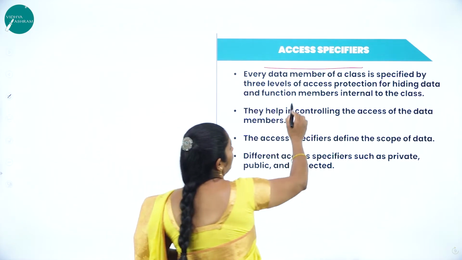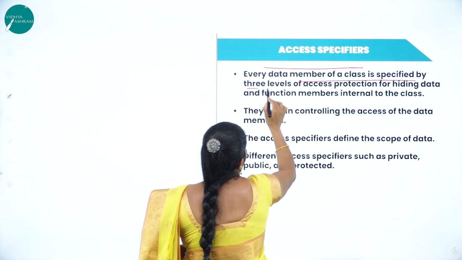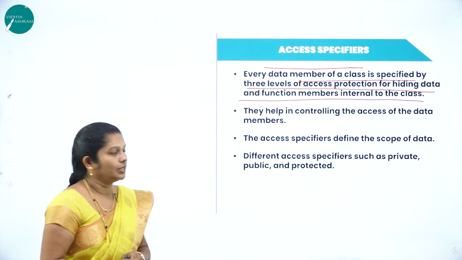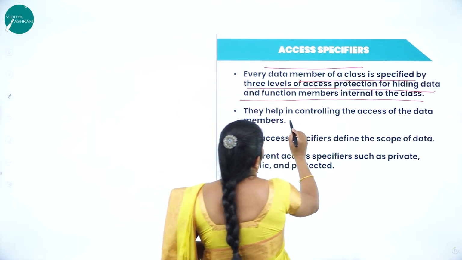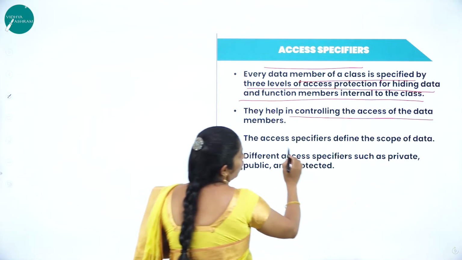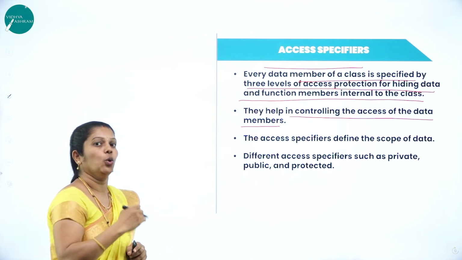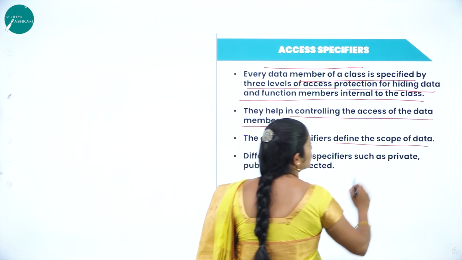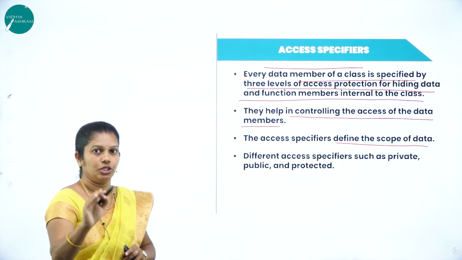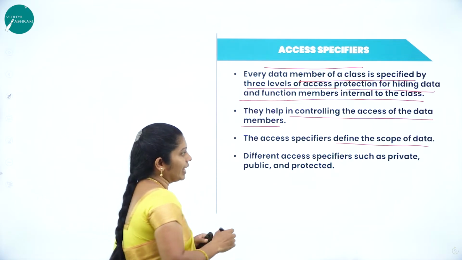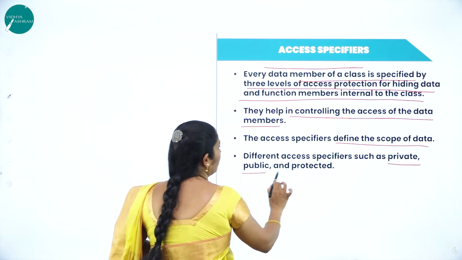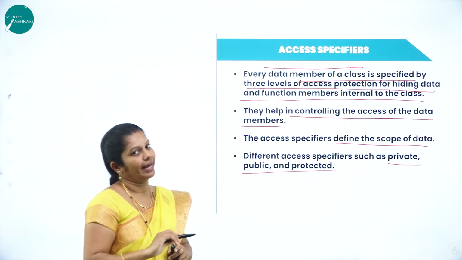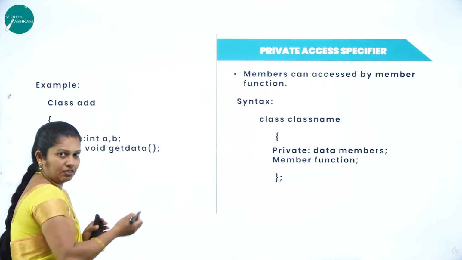Every data member of a class is specified by 3 levels of access specifier, for hiding data and functions internal to the class. They help in controlling the access of data members. It will control who can access and who is not supposed to access. The access specifier defines the scope of the data. There are different access specifiers such as private, public as well as protected. There are three access specifiers: private, public, and then one more is protected. One by one we'll explain.